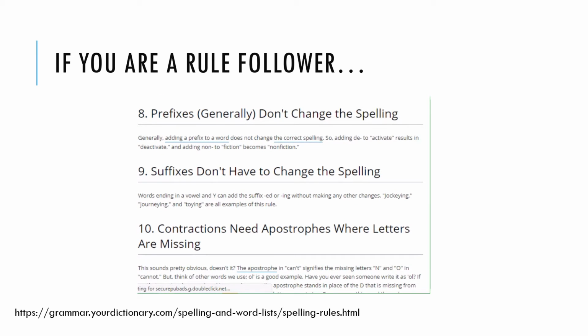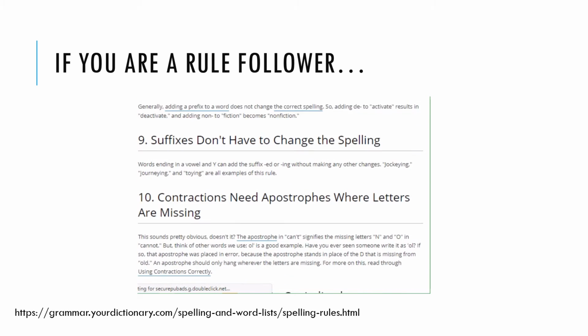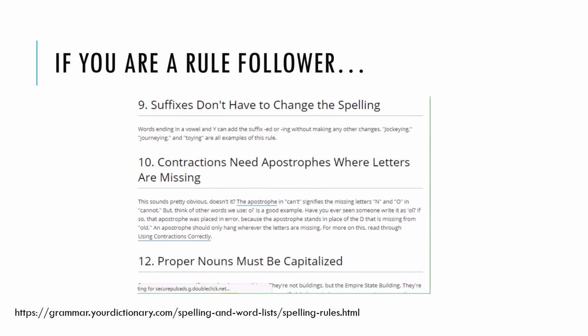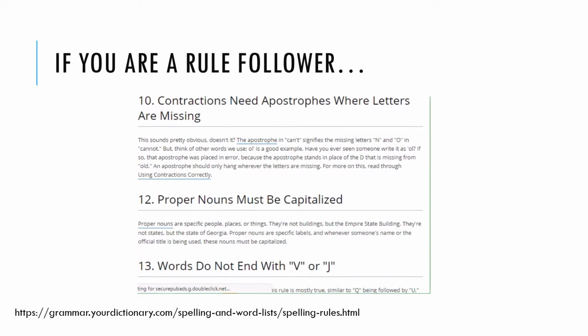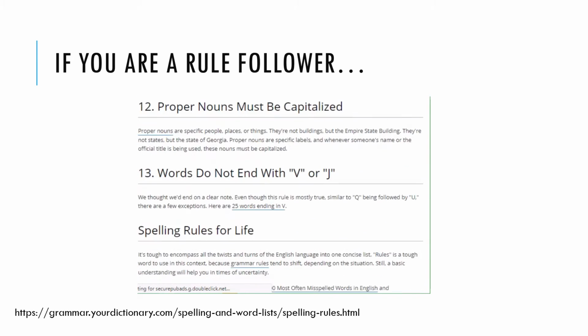Prefixes don't change the spelling. Suffixes don't have to change the spelling. Contractions need apostrophes where letters are missing, which we do know after our lesson on contractions. Proper nouns must be capitalized. Specific names for persons, places, and things need to have capital letters.